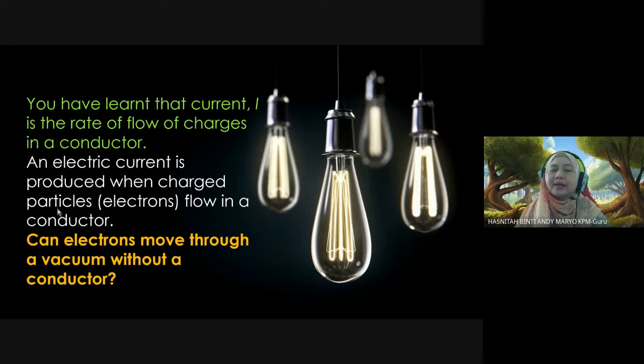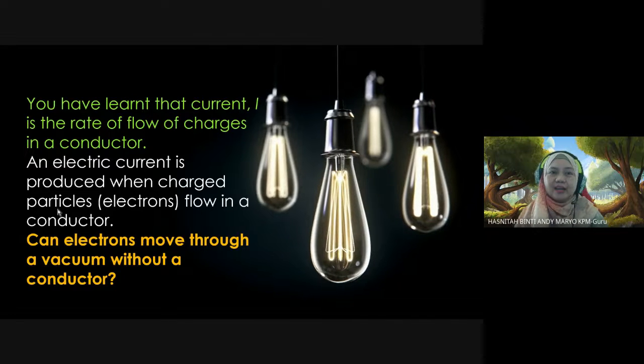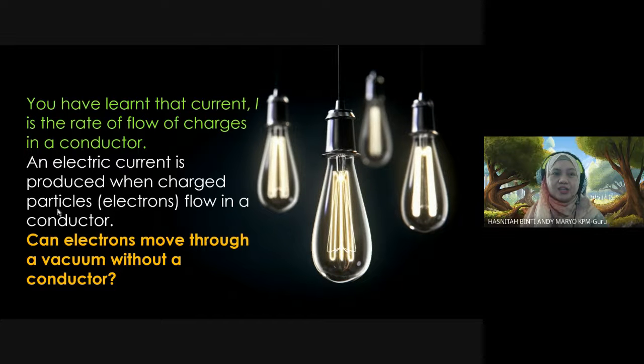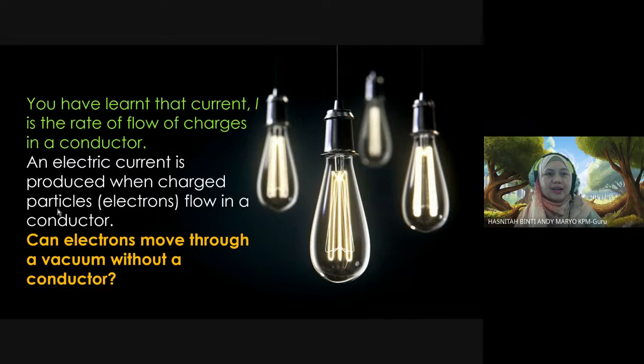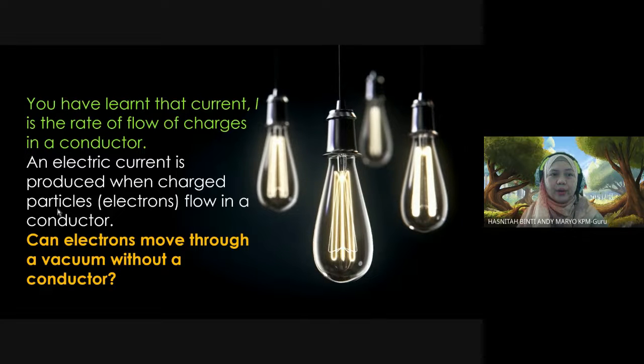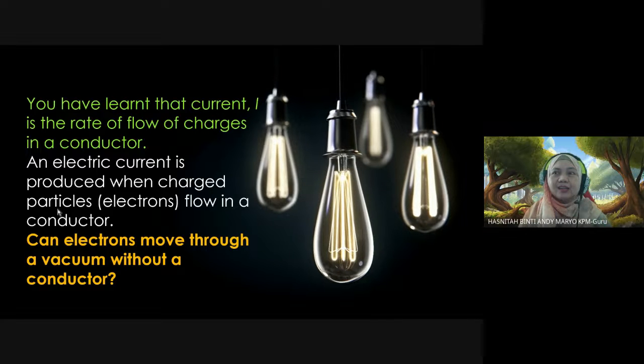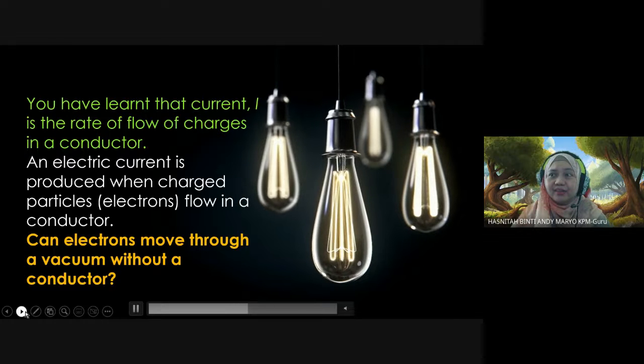Okay, students, before this we have learned in chapter 3 that current is the rate of flow of charge. We also have learned that an electric current is produced when charge or electrons flow in a conductor. The question here: can electrons move through a vacuum without a conductor? What do you think? Can electrons move through a vacuum without any conductor? Okay, so the answer is yes, they can. This is what we are going to do in this content standard 5.1, electrons.